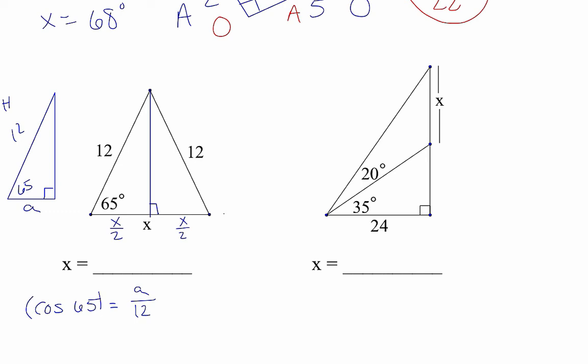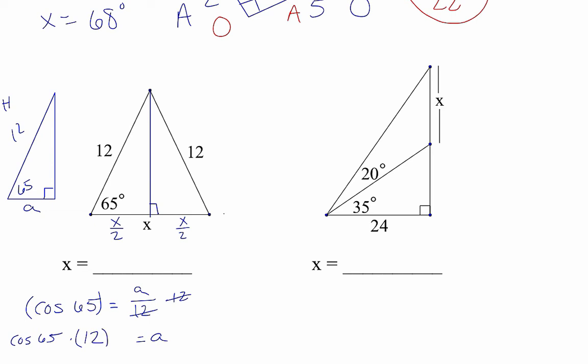Again, I like to just treat cosine of 65 as the decimal that I'm going to get from my calculator and do the algebra first. I'd have to multiply both sides by 12 to get A by itself. So the cosine of 65 multiplied by 12 is going to equal my adjacent side A.